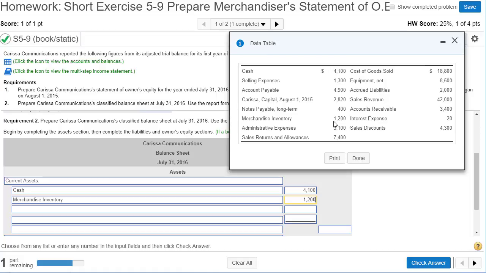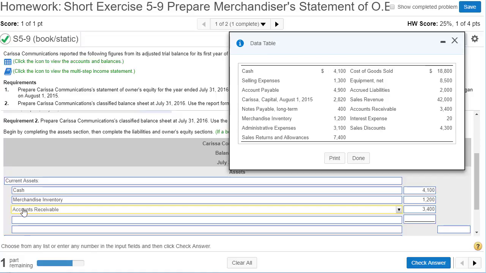Let's go back to our list of accounts and see if we have any other current assets. We got an expense. This is a contra revenue. COGS is an expense. Equipment, net, that is a long-term or fixed asset, so that's not a current asset. Accrued liabilities, liability, revenue. Here we go, AR. We've got $3,400 of accounts receivable.